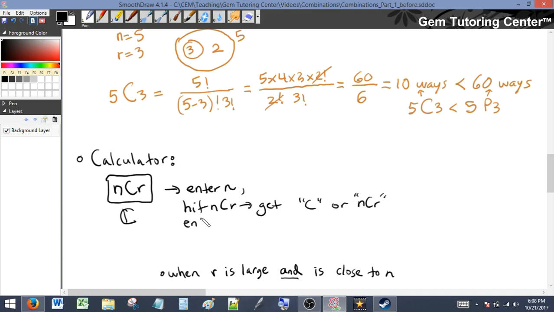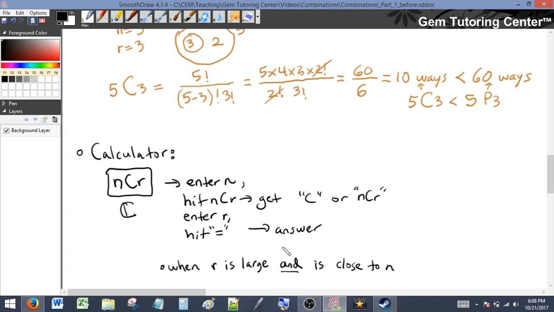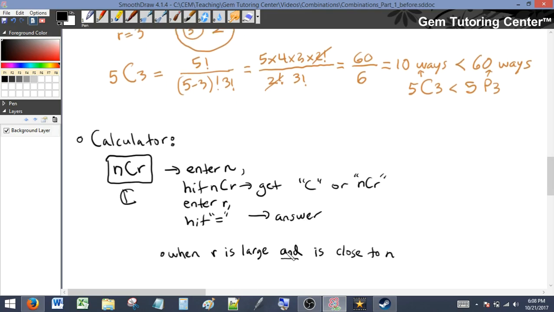Then you hit enter. No, you don't hit enter. You enter R, and then you hit equals. So you enter N, you hit NCR, you enter R, and then you hit equals, and then you'll get your answer. We'll give an example of this in the next video, but just a few comments right now. We use the calculator when r is large and when r is close to n.